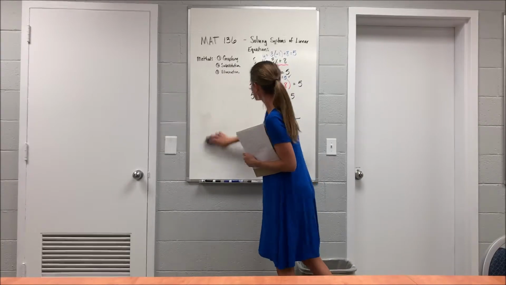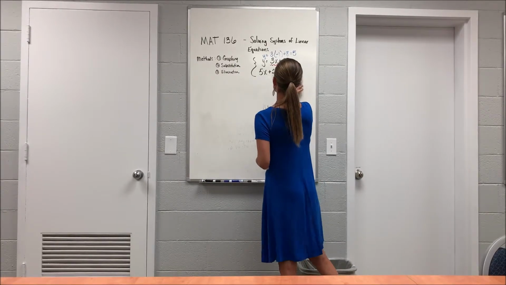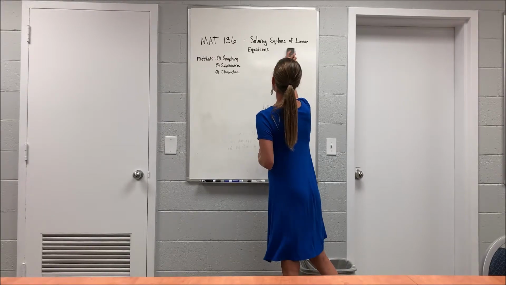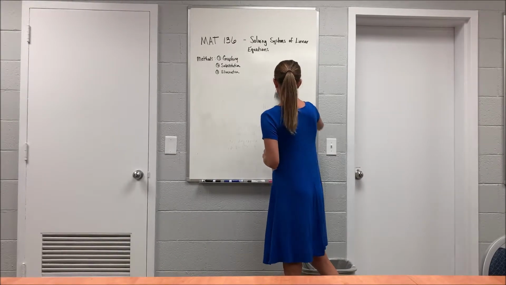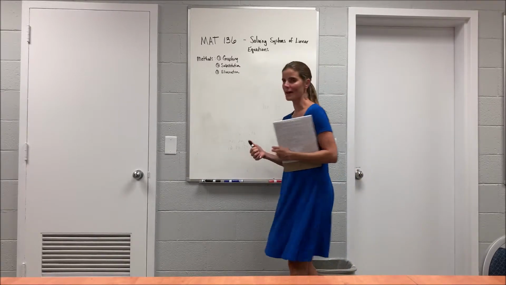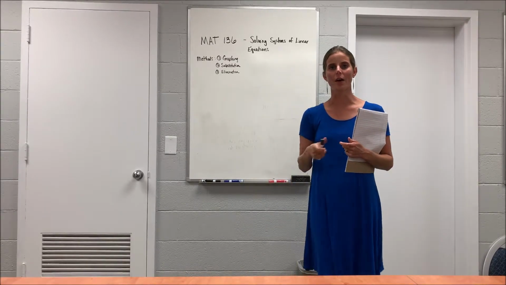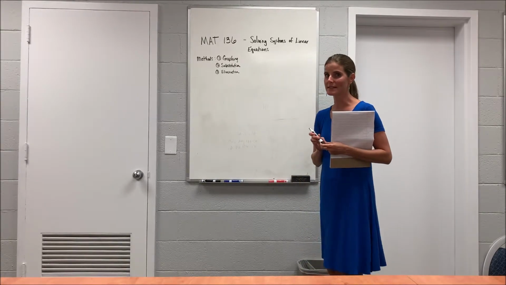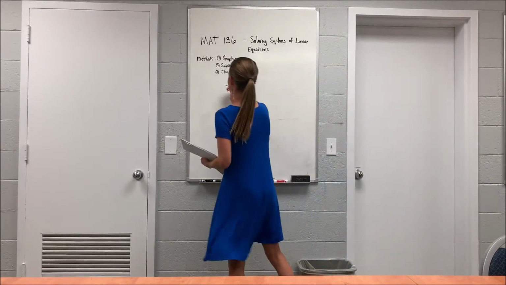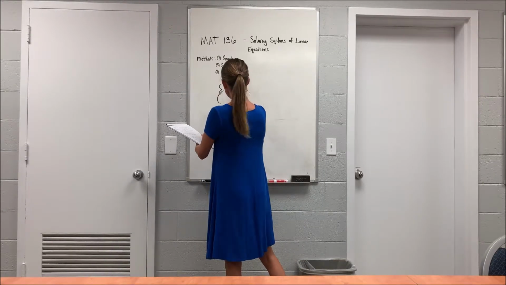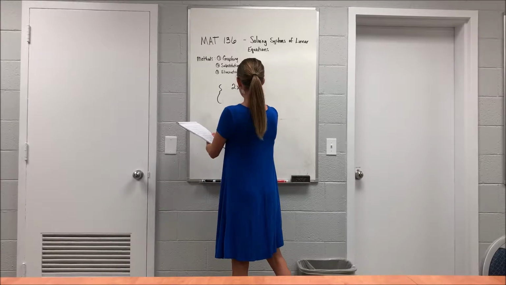Okay, so the last part is to solve systems using the elimination method. I mentioned earlier that if both or one are in standard form, substitution may make sense. There's one that makes it even easier than substitution, and that would be elimination. So here's an example of elimination where we have 2x plus 5y.